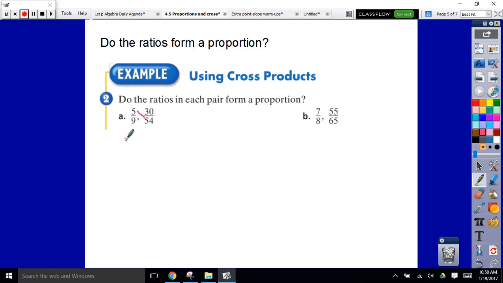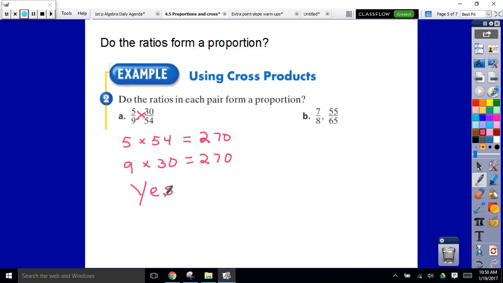Okay, so we need to do 5 times 54 and... wait. First tell me what's the other cross product. 9 and 30. Okay, so we have to multiply both of those and see if they're the same. Did you do this already? Yes. 270. Did you get 270 for 9 times 30 also? Yeah. Okay, so they're the same, so that means that yes, they form a proportion.